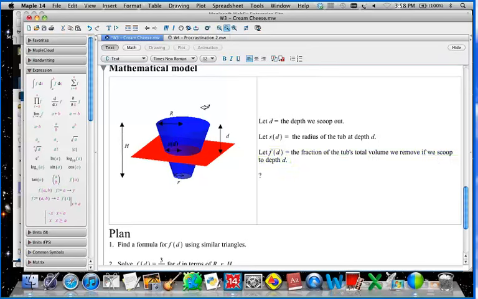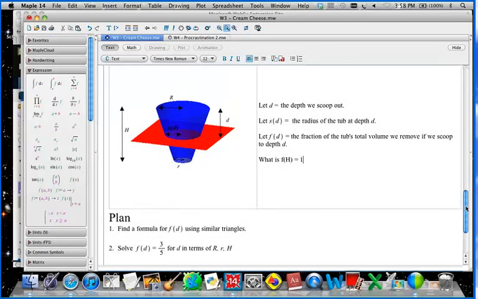So if d is 0, obviously f of d is 0. Good question to pose to kids. What is f of big H? In other words, if we let d go all the way to h, what should f of d be? Let them think for a second. They should see, okay, that's the whole thing. That's 100%. Okay, so f of h should be 1.